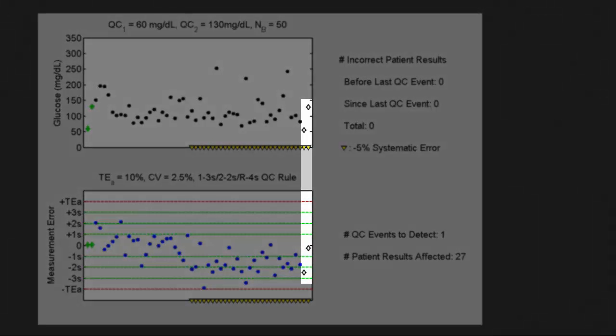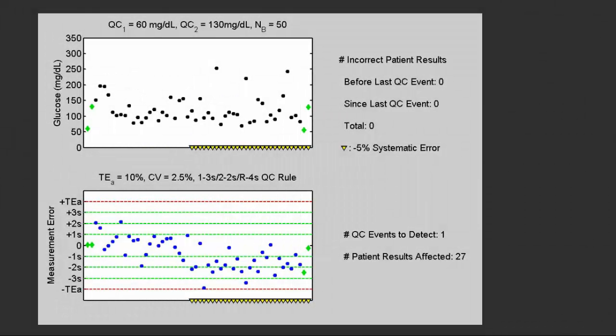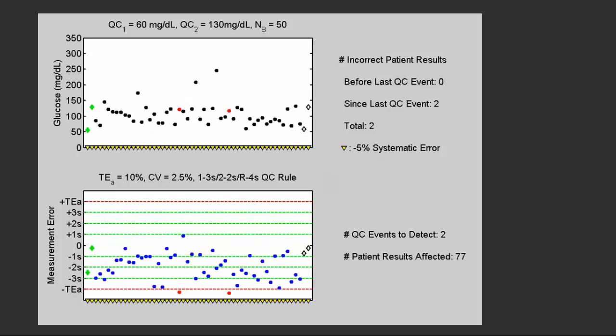Here we see our next two QCs. One is between 2 and 3 SDs below its target, and the other is almost at its target, so the QC rule isn't going to be violated. Therefore, we continue to produce results that are adversely affected by this out-of-control condition.